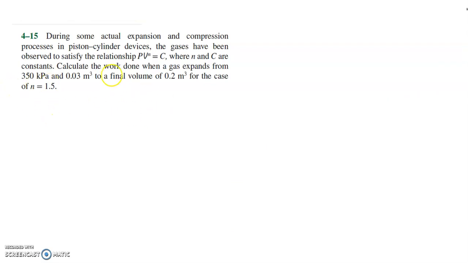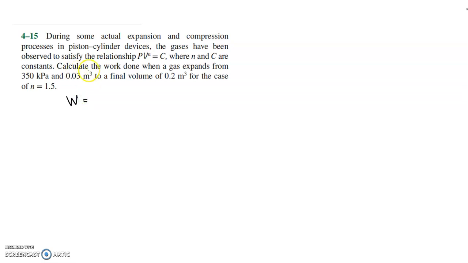4.15. During some actual expansion and compression process in piston cylinder device, the gas has been observed to satisfy the relationship PV^n equal to C, where n and C are constant. Calculate the work done when a gas expands from 350 kPa and 0.03 meter cube to a final volume of 0.2 meter cube for the case of n equals to 1.5. So here this is polytropic case.